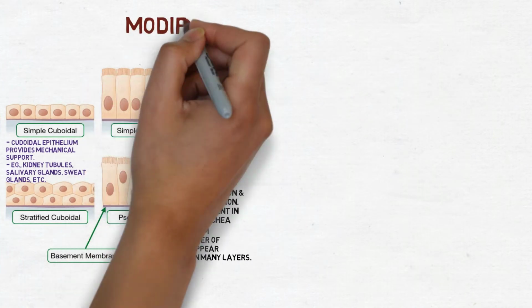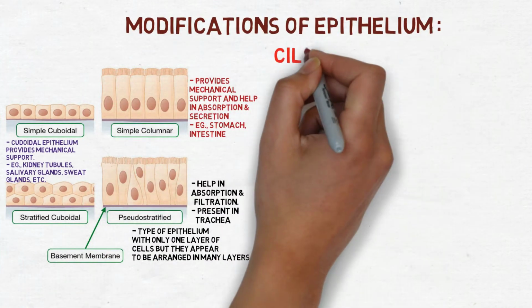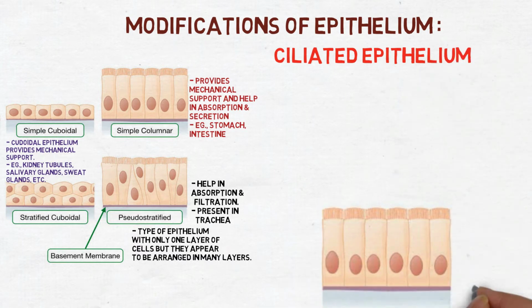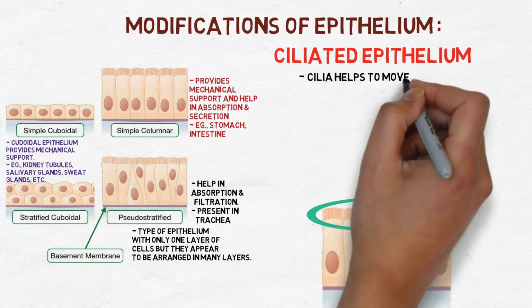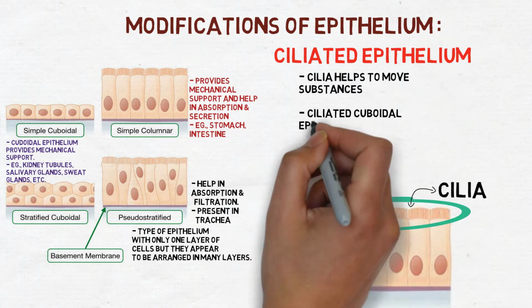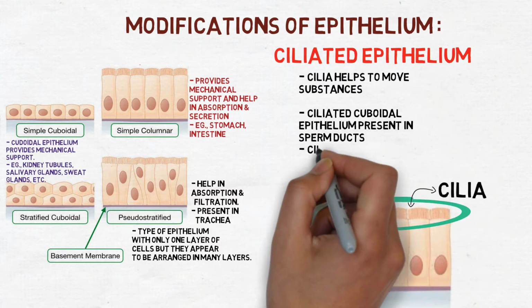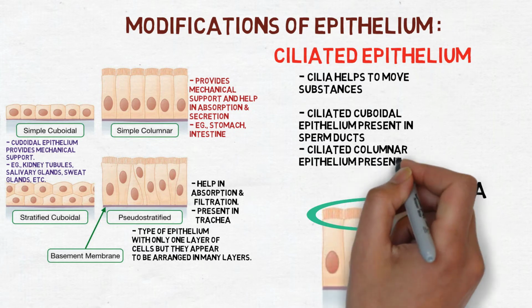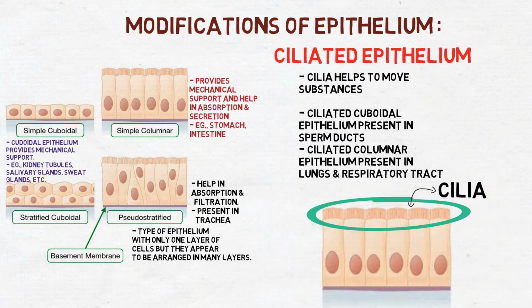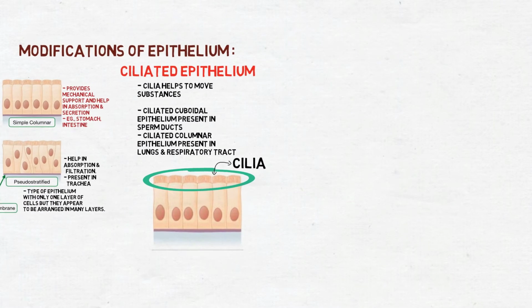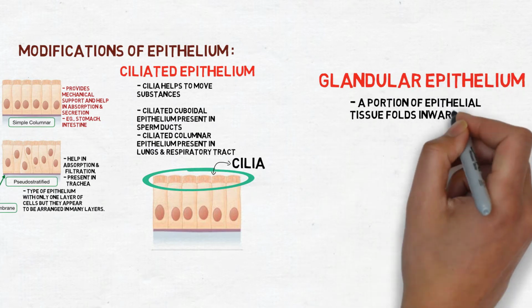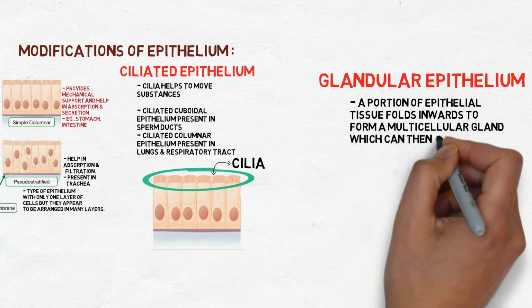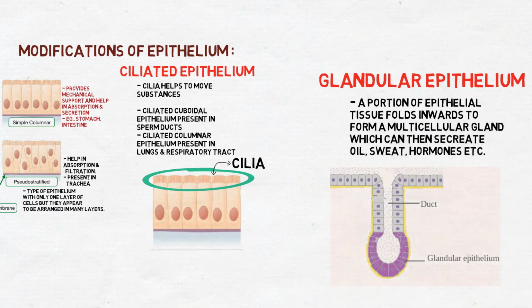Cuboidal and columnar epithelium can modify themselves to ciliated epithelium, where cells have hair-like projections called cilia. Cilia basically help to move substances. Ciliated cuboidal epithelium is found in sperm ducts, and ciliated columnar epithelium is found in the lungs and respiratory tract. Epithelial cells can also modify or specialize themselves as glands. A portion of epithelial tissue folds inwards to form a multicellular gland, which then secretes sweat, oil, hormones.